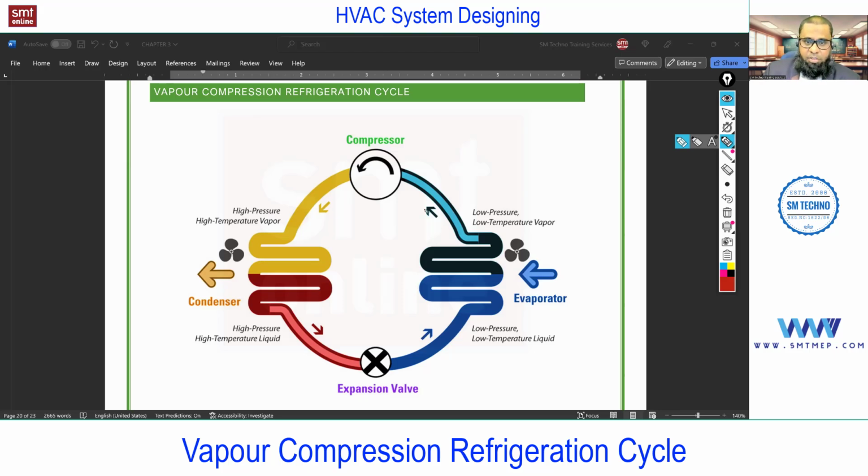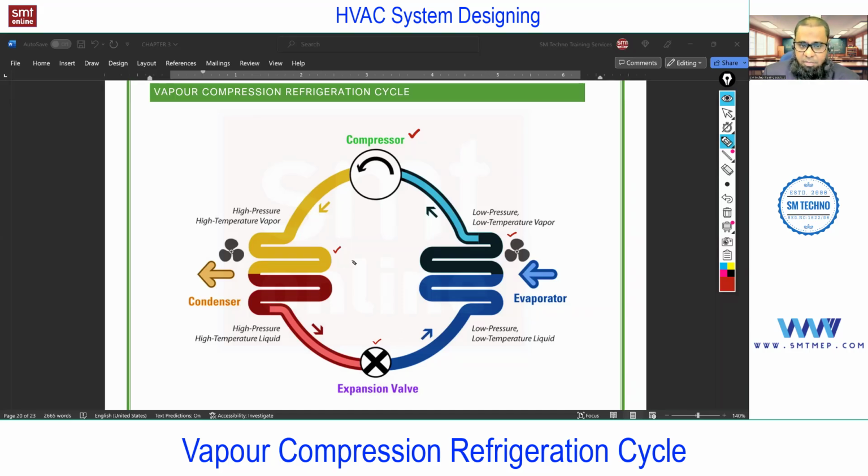So the four major components: one is a compressor. Second, this heat exchanger is called the condenser. And this heat exchanger is called the evaporator. And here you'll find the expansion device. It can be a throttling valve, it can be a capillary tube. You'll find different types of expansion valve. So at this level, just focus on the concept.